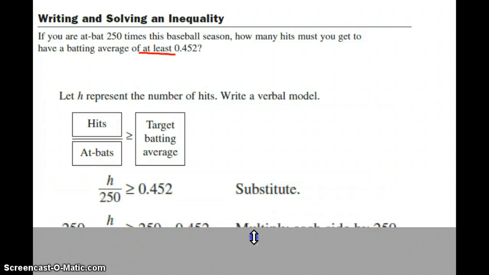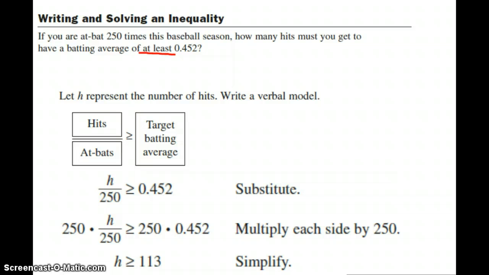So now h is the part we're missing, so that goes on top with hits. Our at-bats, it says we were at bat 250 times in the problem. And then it says that it has to be at least 0.452 from the problem. Then we're now going to multiply both sides by the 250, and we'll end up with h greater than or equal to 113. It was not necessary to change the sign because we multiplied by a positive number. Pause the video here so students may copy down the problem.